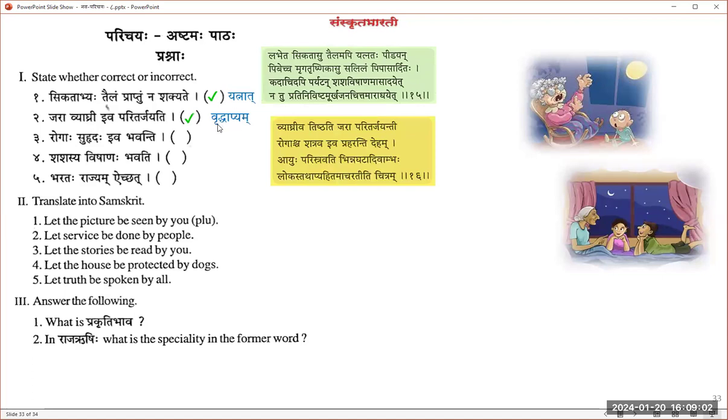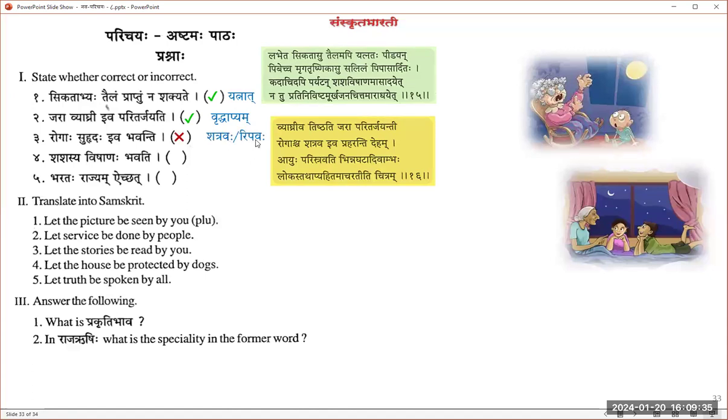Jara vyagri iva paritarjayati. So this is vruddhapyam. That is the equivalence of vruddhapyam. So, vyagriva tishtati jara paritarjayanti rogascha shatrava iva praharanti deham ayuhu parisravati bhinna gatadivambah lokas tatapyahitamacharati iti chitram. Kavi's wonder. Okay. Rogaha suhrudaha iva bhavanti. Truth or false? False. It's not a friend. They are actually enemies.